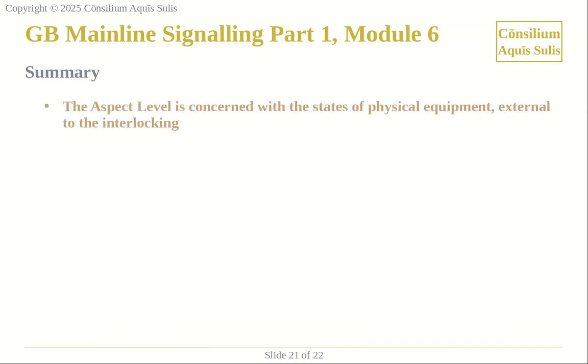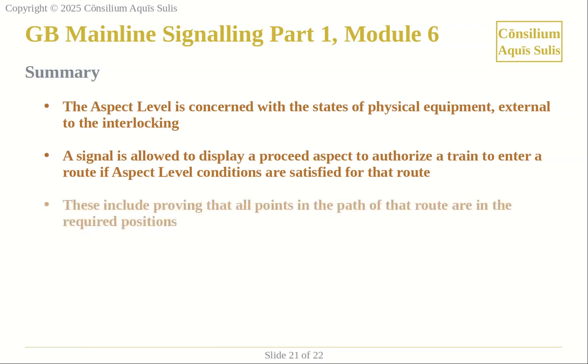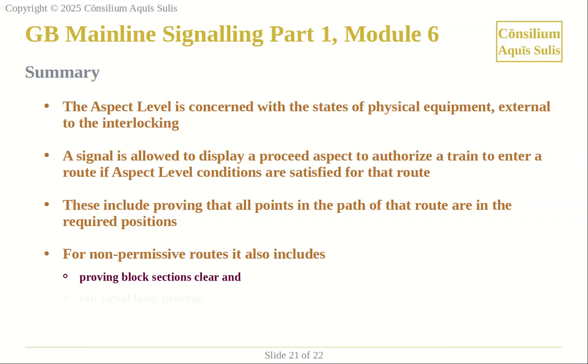So in summary, whereas the locking level is concerned with internal states within the interlocking, the aspect level is concerned with the states of physical equipment external to the interlocking, and specifically the conditions for allowing a signal to display a proceed aspect to authorise a train to enter a route. And these include proving all points in the path of the route are in the required positions, and for non-permissive routes also include proving block sections are clear and exit signal lamp proving.